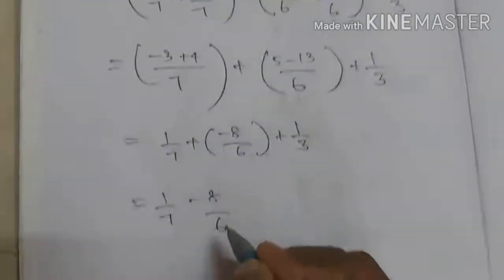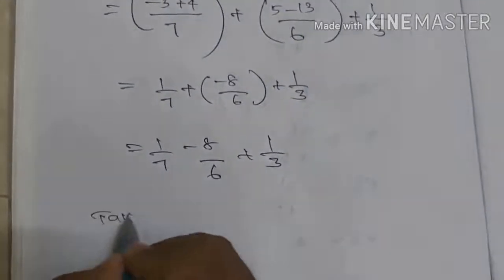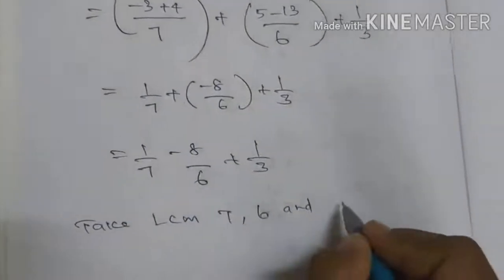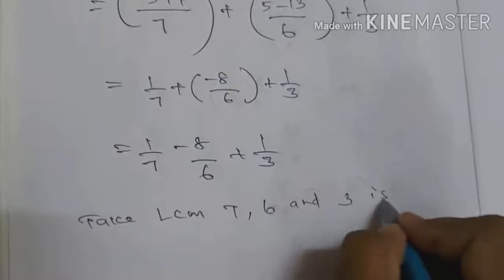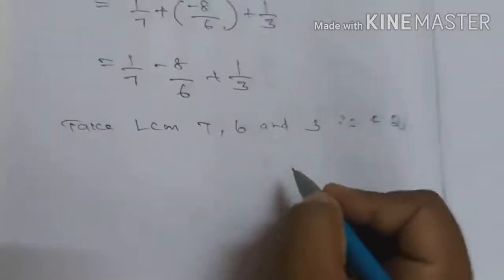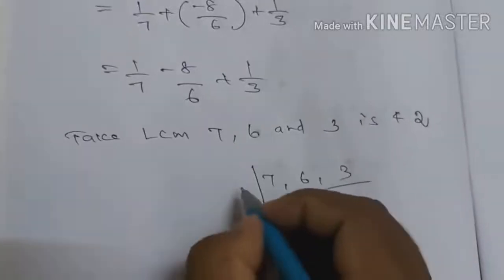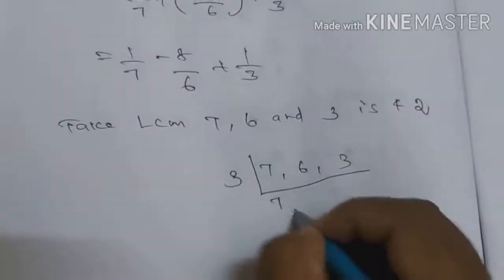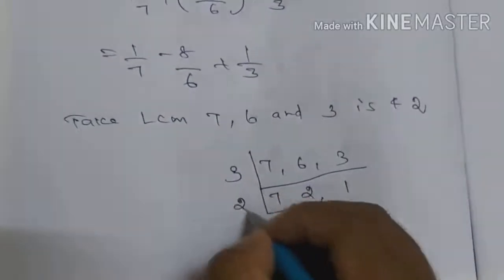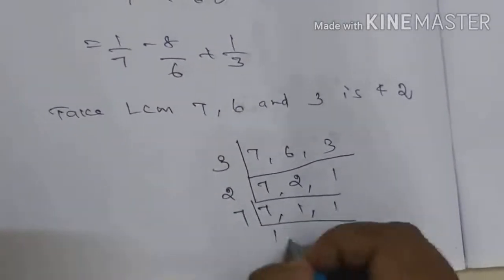Take LCM value of 7, 6 and 3, which is 42. So 7, 6, 3, take LCM, third table: 7, 2 3s are 6, 1 3s are 3; again 2 table: 7, 1 2s are 2, comma 1; again take 7 table: 1 7s are 7, commonly answer 1. So 3 into 2 into 7, so answer is 42.